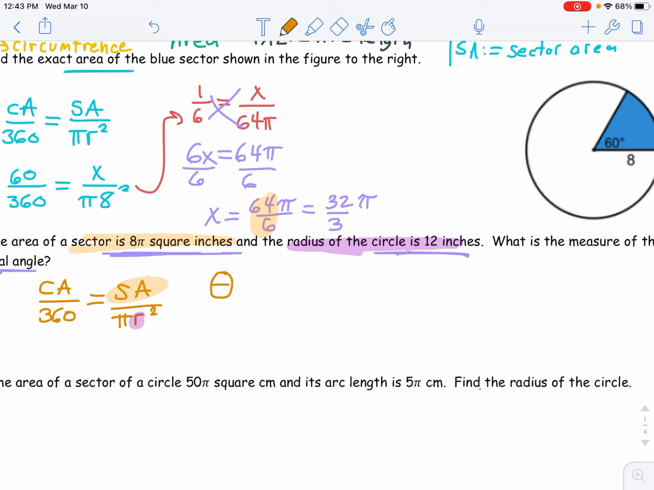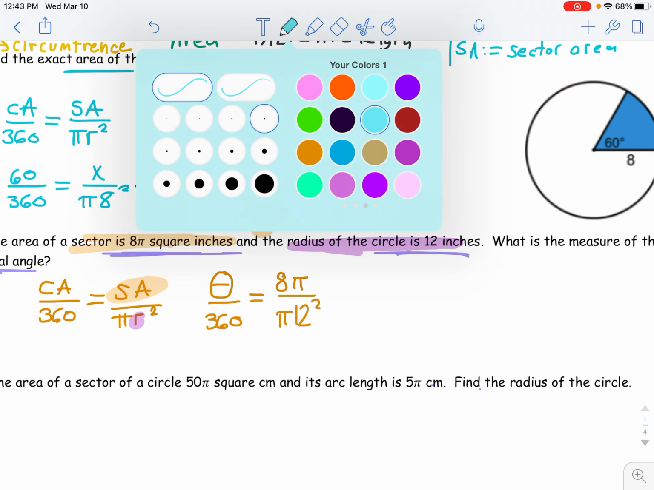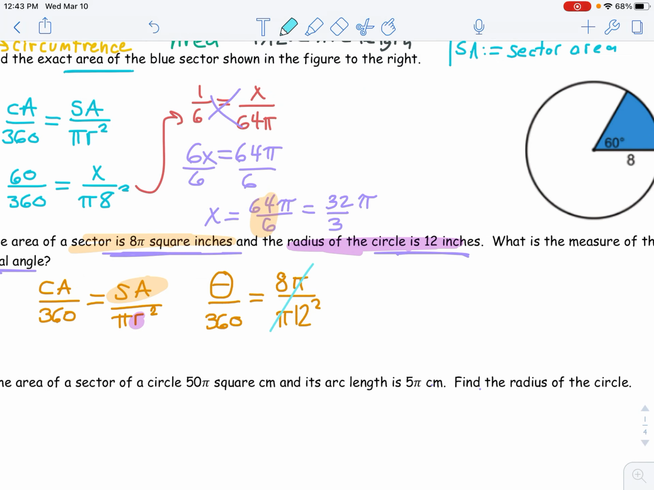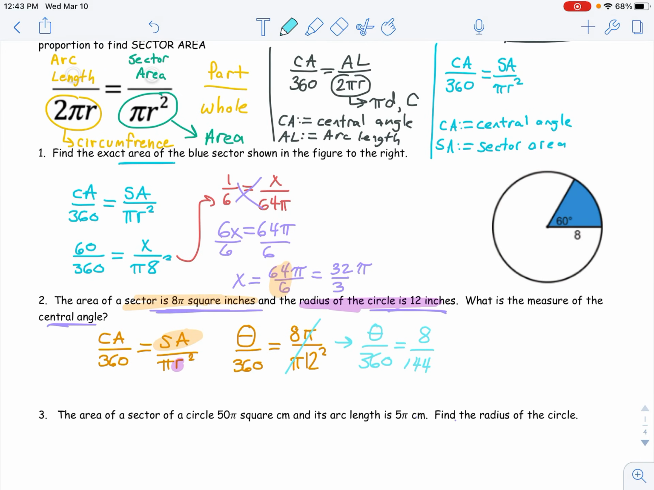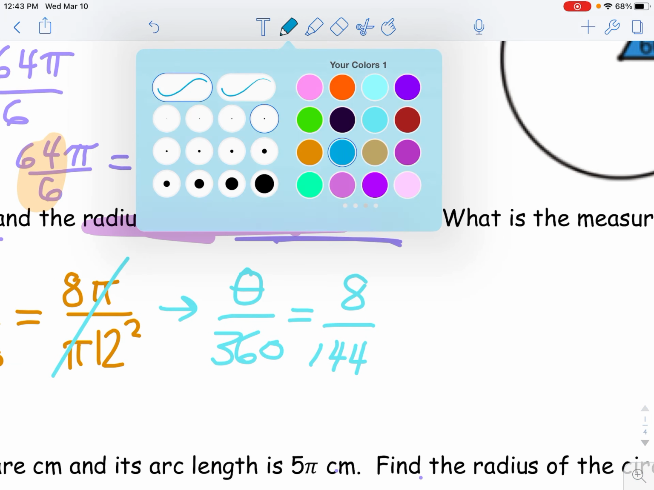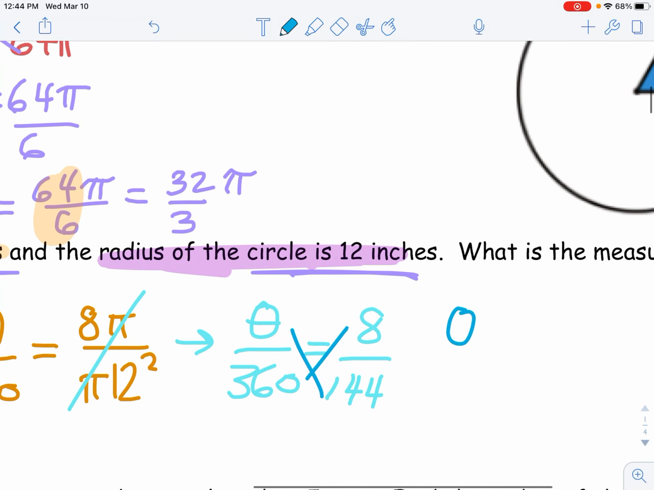So very carefully, I'm going to call central angle theta over 360. Sector area is 8 pi. And then the radius, plug that in. All right, so let's just do some simplifications. The pi's cancel out. So next I'm going to have theta over 360 equals 8 over 144. All right, and then I can technically reduce right now, but let's just go ahead and cross multiply first and then see what happens. We'll go from there. It never told me I needed exact area.